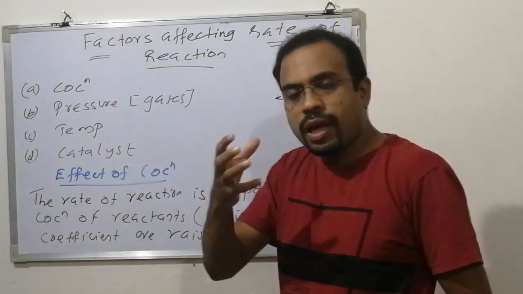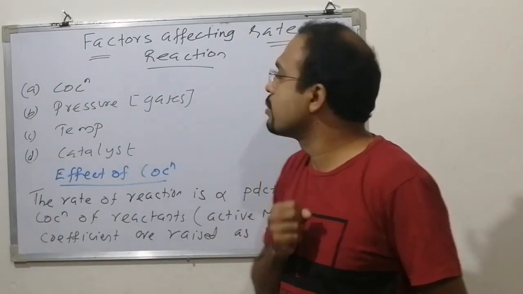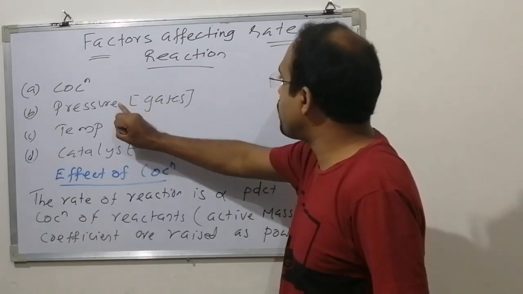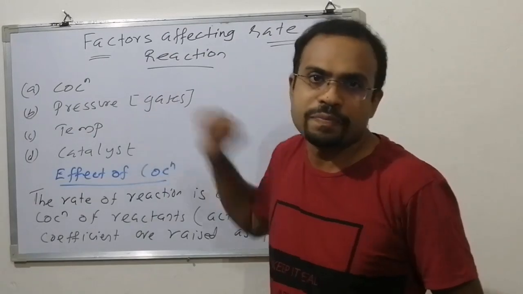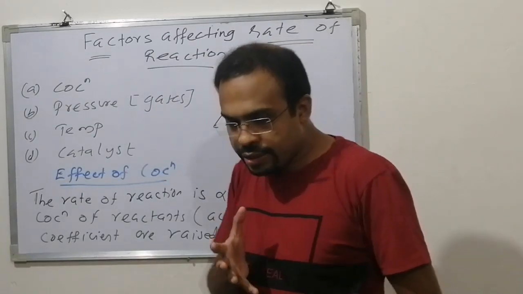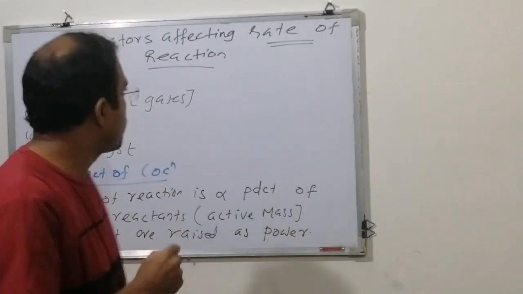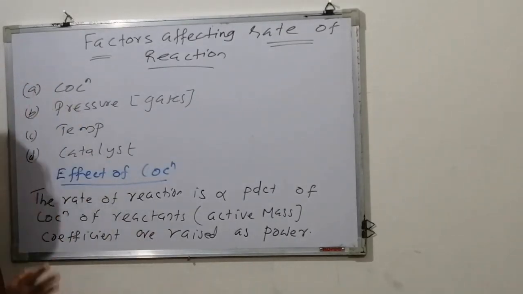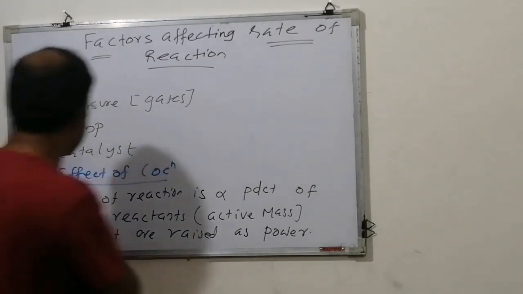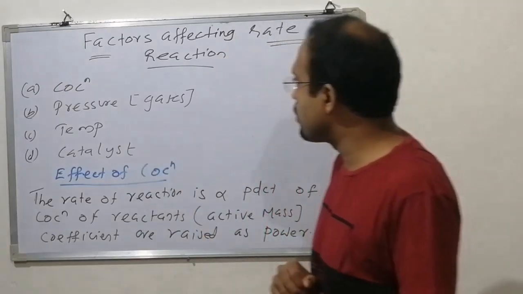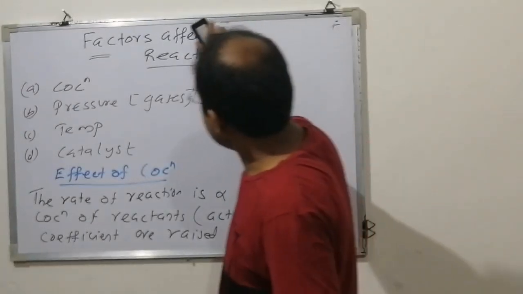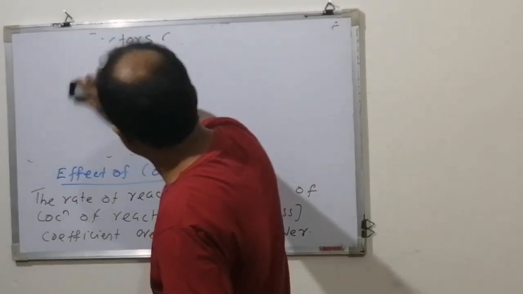Pressure and concentration can be discussed and understood together because pressure is another version of concentration which can be applied only when the reactants are gaseous. Therefore, when gaseous reactants come, instead of the concentration term, you can use the pressure term. It's not a complicated one. Both could be understood together. Temperature is another one we will discuss in detail. Catalyst is another one we will discuss in detail. Now we can go to the topics: effect of concentration and pressure.